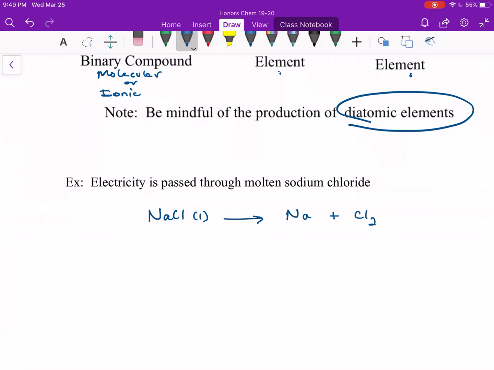Now, hey, what's wrong with this? Ooh, says Lulu. We need to balance that equation. Awesome. So how would we balance that equation? Well, pretty simple, right? 1 Na, 1 Na, 1 Cl, 2 Cls. So we're going to need a 2 there. And then we just change that. We're going to need a 2 there. So that's how we would go about that.